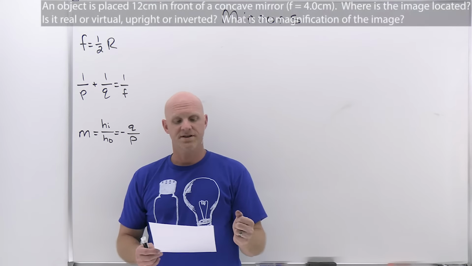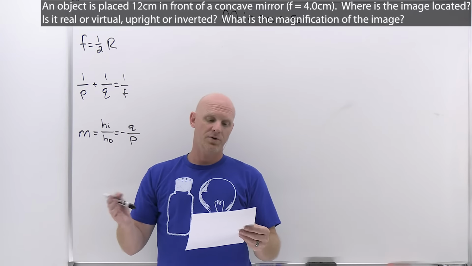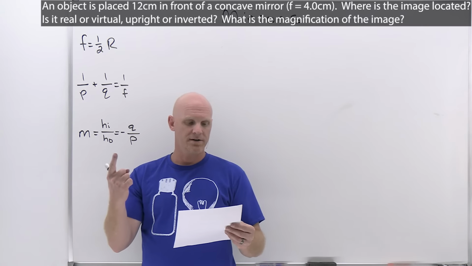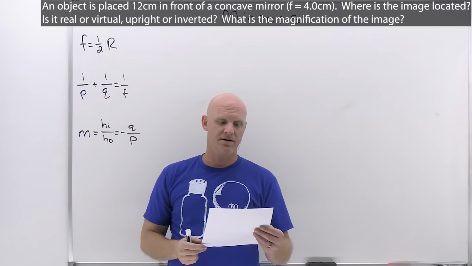So the first question says an object is placed 12 centimeters in front of a concave mirror, and in parentheses it tells us that the focal distance is 4.0 centimeters. Where's the image located? Is it real or virtual, upright or inverted? And what is the magnification of the image?